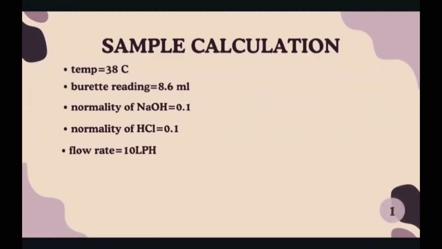Taking one reading from the collected data set, we have the temperature as 38 degrees Celsius, burette reading as 8.6 ml, and the normality of the NaOH and HCl are provided to be 0.1 normal. We have set the flow rate to 10 LPH using the rotameters provided in the apparatus.